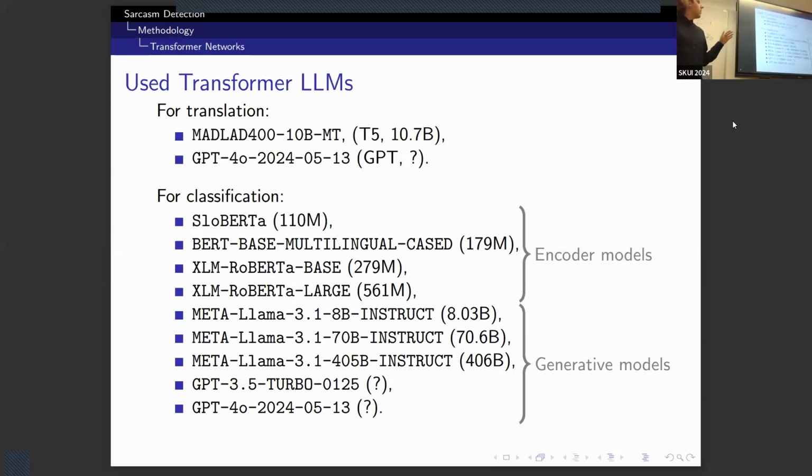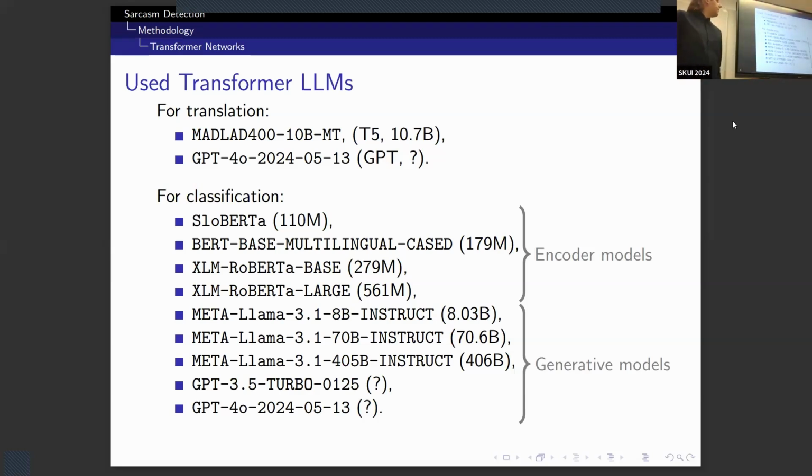The models we used were the MADLAD-400 10 billion machine translation model from Google. It's a 10 billion T5 model, so a text-to-text transformer. It's 10 billion parameters. This should be quite a bit smaller than OpenAI's GPT-4o model, which was the best available model at the time of writing the paper. We don't know its true size. It should be a lot larger than 10 billion parameters. We will see how they translated the data set later.